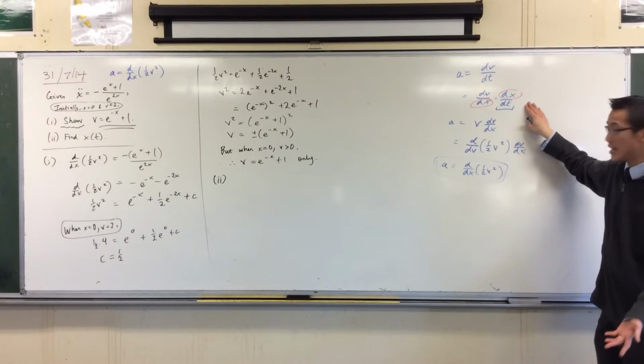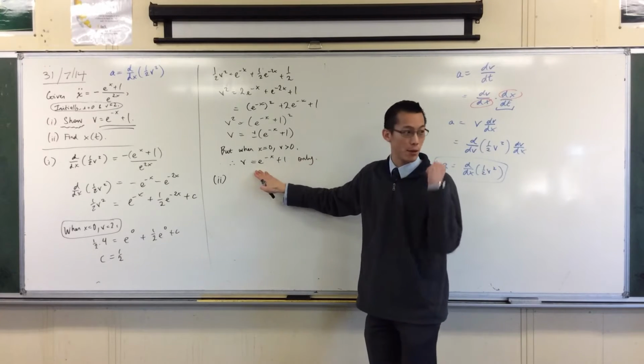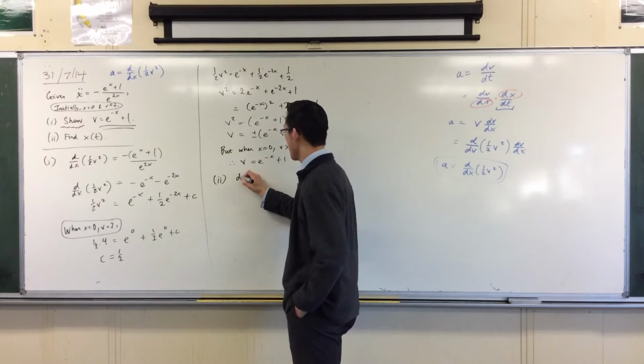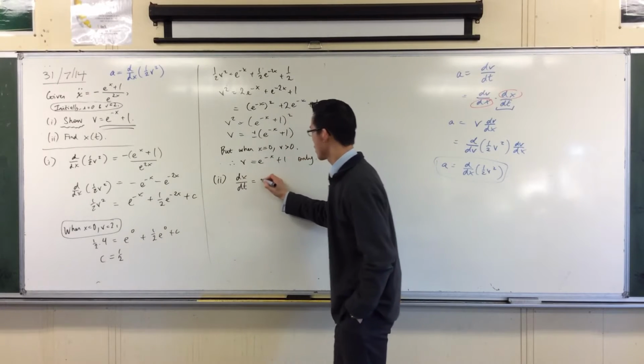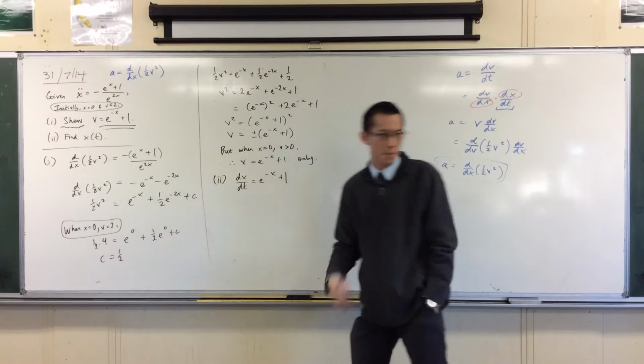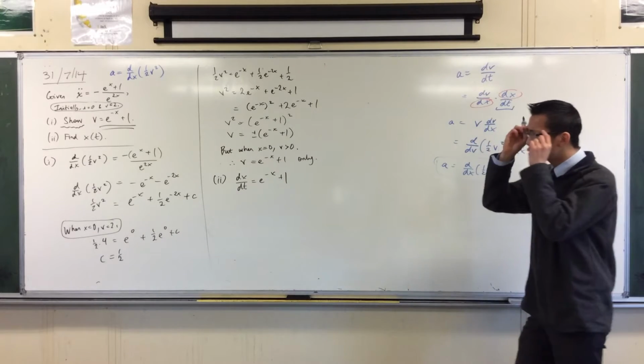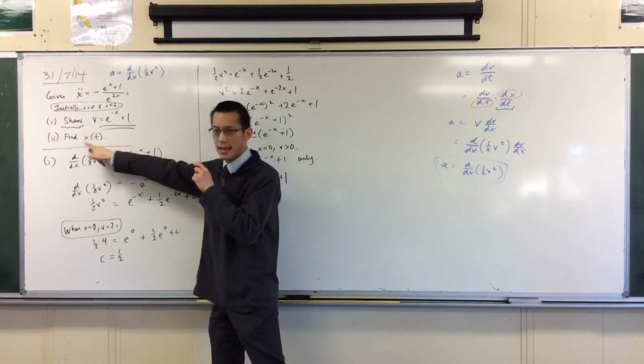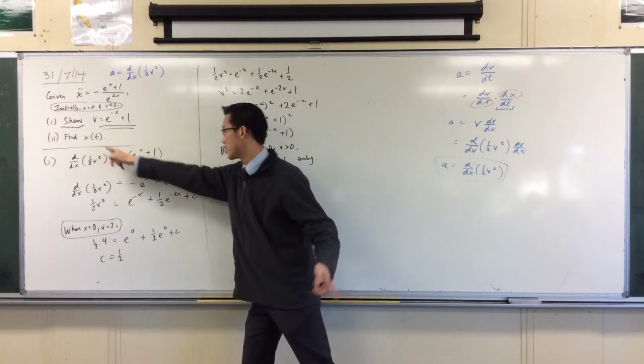V is dx on dt. So time doesn't look like it's here, but it really is, okay? So I'm going to say dx on dt equals this, by definition. Now, what am I trying to get to? I'm trying to make x the subject in terms of t.